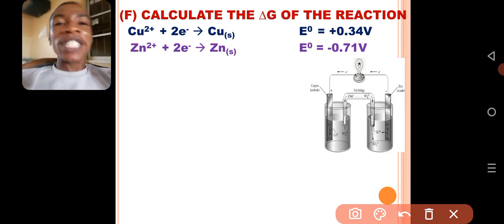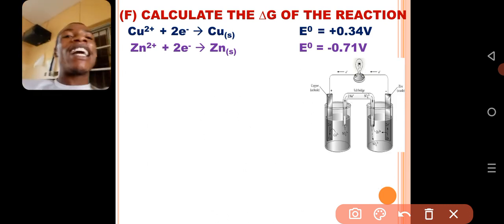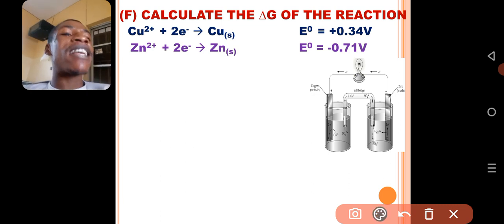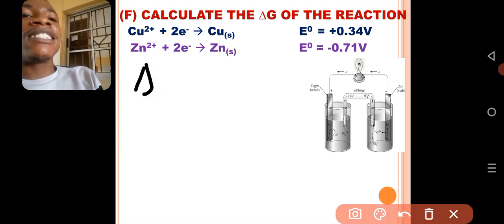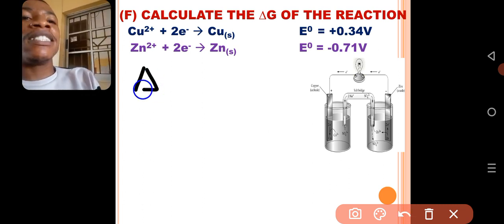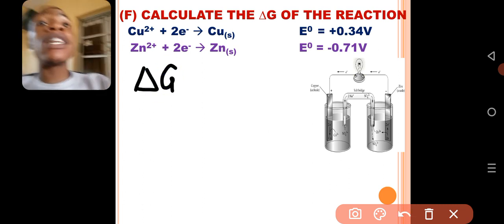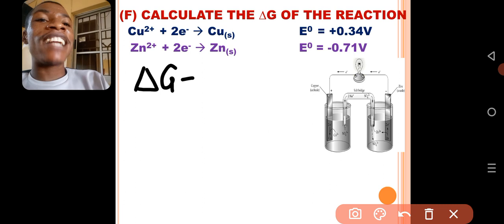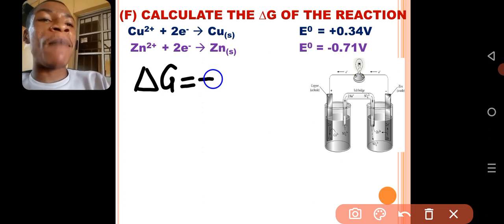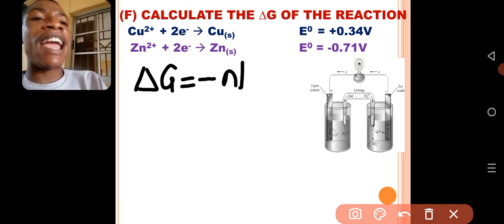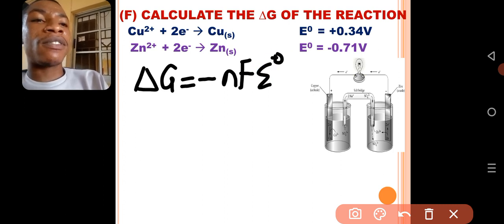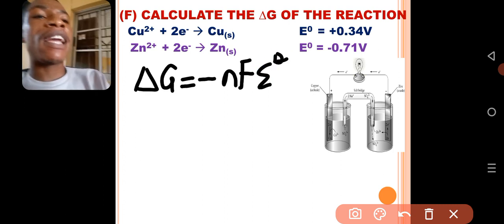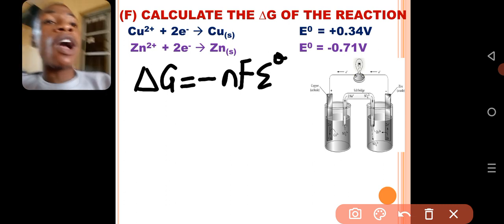Now let's go to the question proper. For calculating delta G, there is a formula, and the formula is delta G, that's the connection between delta G and EMF. Delta G is minus nFE naught cell. The E naught stands for the electromotive force of the cell.